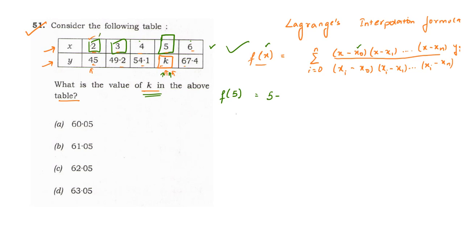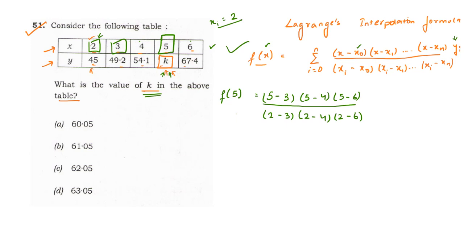So first we will ignore 2, and here we will have 5 minus 3, then 5 minus 4, and lastly 5 minus 6. In the denominator, in the first case we have taken xi to be 2, so this will be 2 minus 3, similarly 2 minus 4, and 2 minus 6. And here we have yi. Since xi is 2, yi will be 45, the corresponding value. So this will be multiplied by 45.